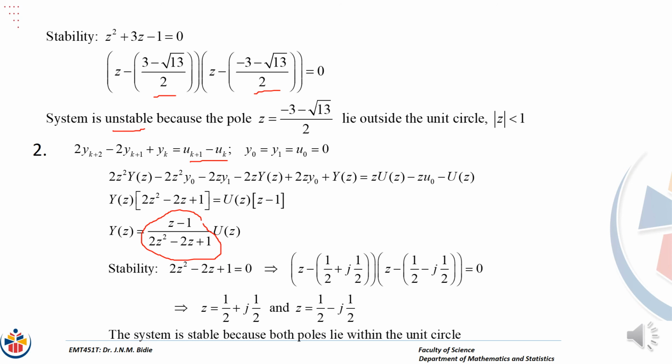And we note that even when you draw these two poles, they both lie within a unit circle. And even when you check their lengths, you'll find their length is around 0.707, which is square root of 2 over 2, or 1 over square root of 2. So we recognize that both poles lie within a unit circle, and therefore the system is stable.